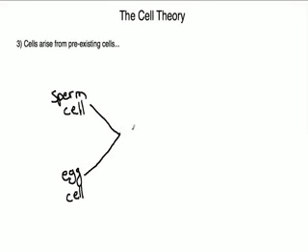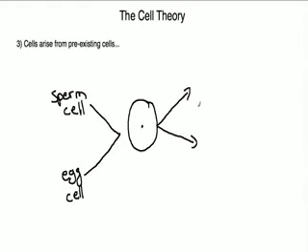And finally, the cell theory states that cells arise from pre-existing cells. So for example, the very first cell in an organism has to arise from a sperm cell and an egg cell. It is the fusion of these two that creates the very first cell of a new organism. Then this very first cell will divide to produce new cells.